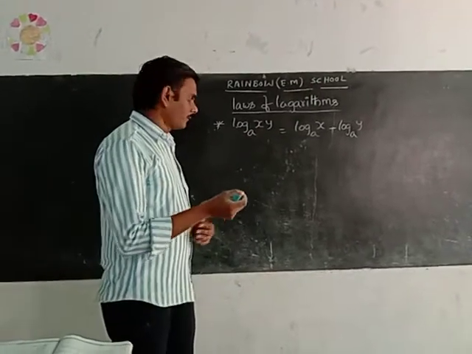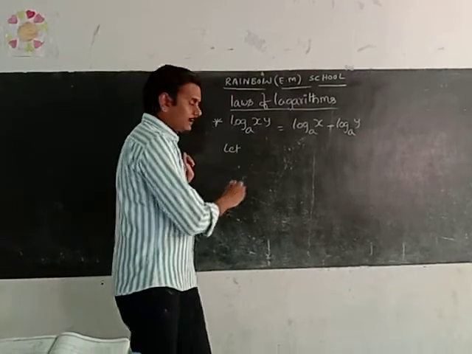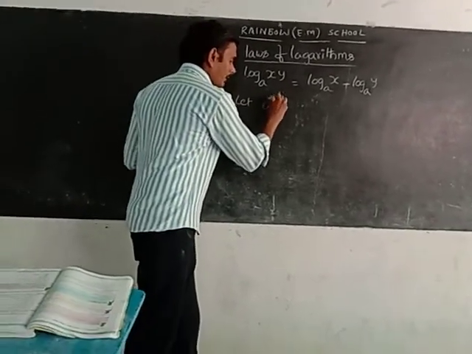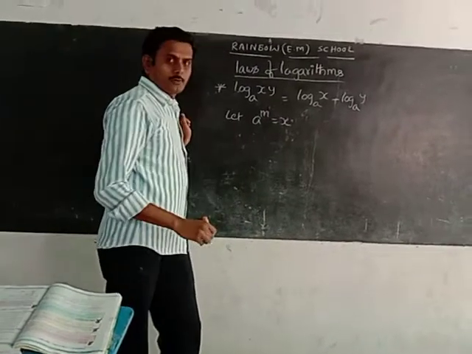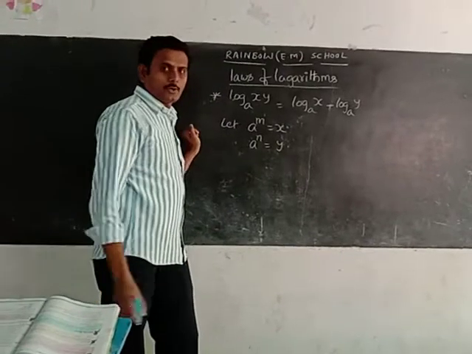We can look at the solution. First, let us take any two exponential numbers: a power m equals x, and another one, a power n equals y.